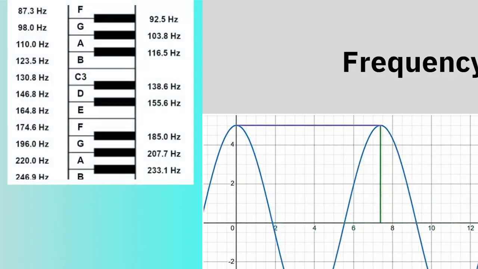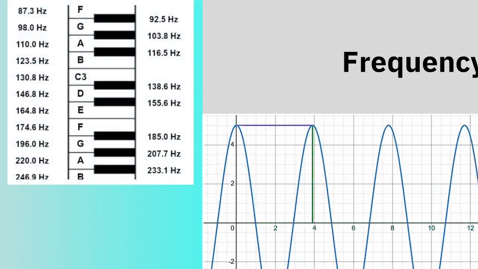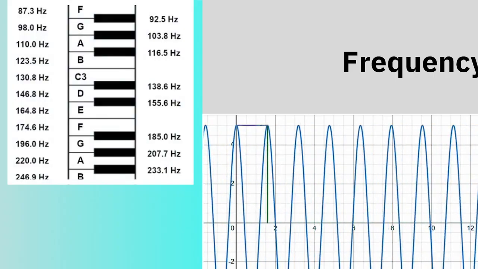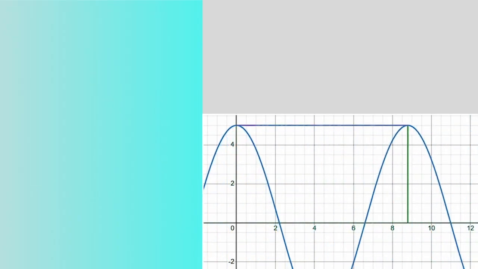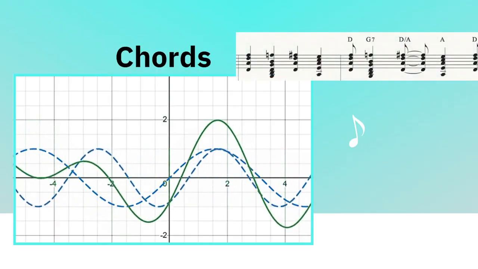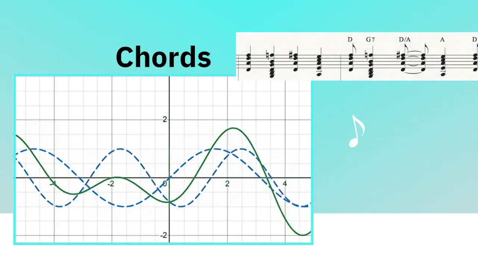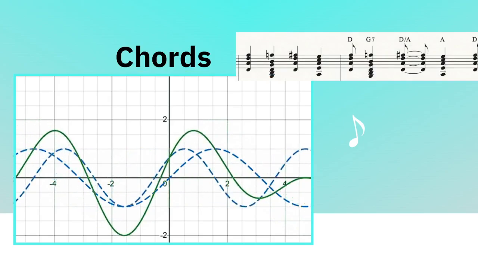Frequency determines pitch of the sound. High frequency waves create high pitches. In music, each note has a corresponding frequency to it. Combining sound waves of different frequencies, we will get more complicated sounds, such as harmonies and chords.